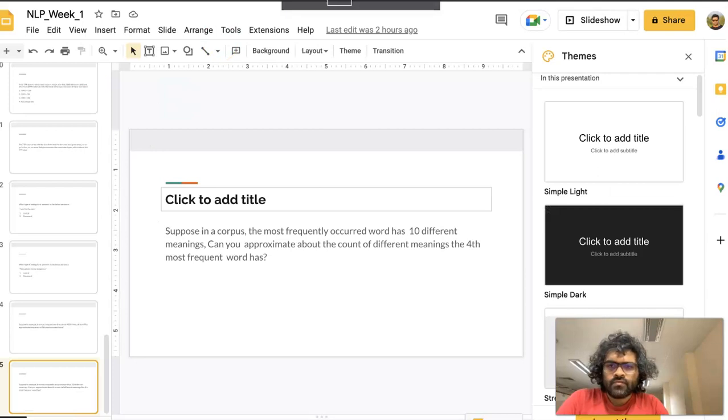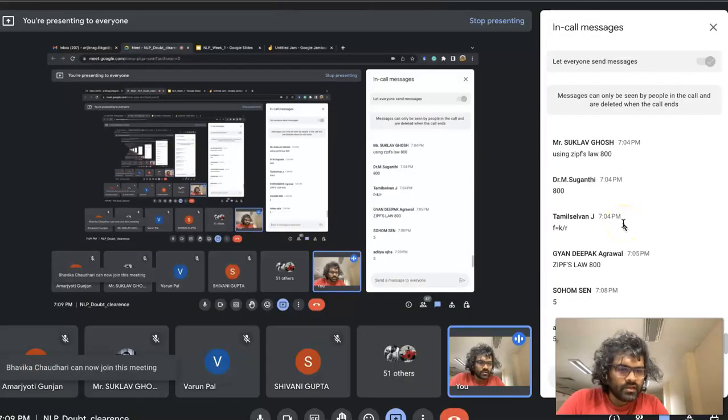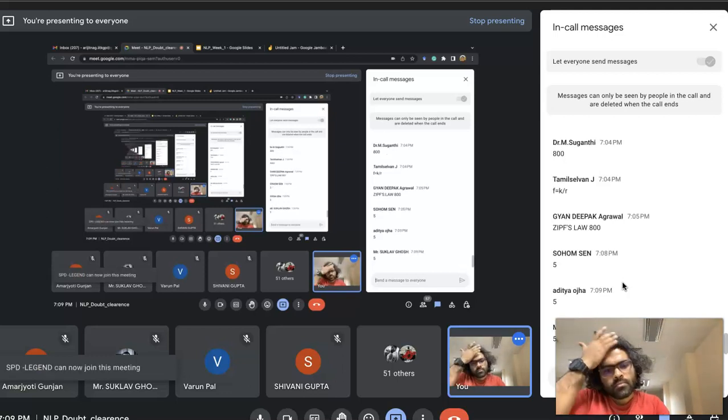So let's see if people are doing it or not. Okay, some people are writing 5, Shoham writes 5, Aditya 5. Okay, let's see what else. Suklab is also writing 5.